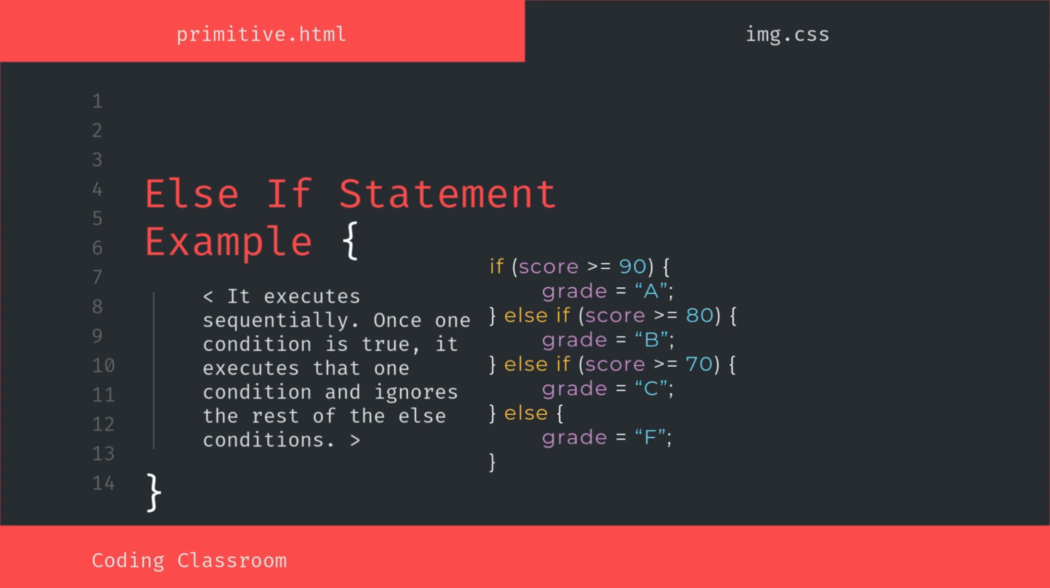If none of the if or else-if conditions are true, the program finally reaches the else block and assigns a grade of F. It's important to remember that the program stops checking conditions once it finds one that's true. For instance, if the score is 85, the program will execute the code for the else-if score is greater than or equal to 80 condition and ignore the rest. This method helps organize your code when you have several possible outcomes to consider.